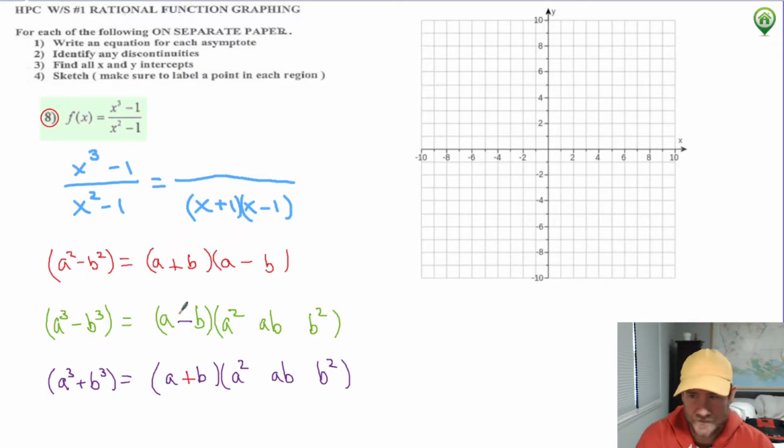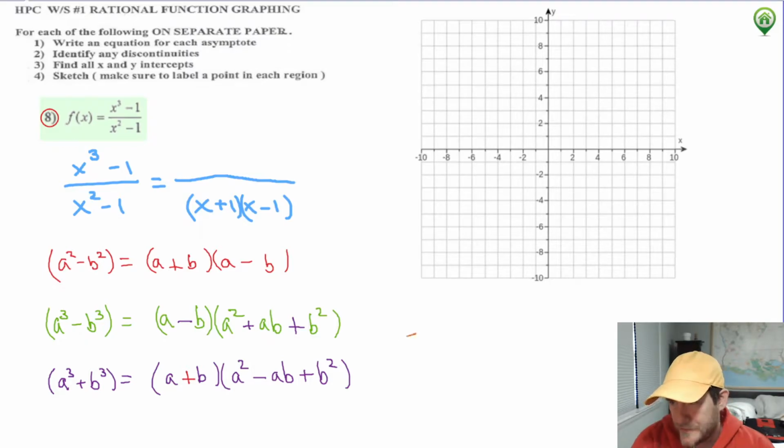So if you're factoring a difference, it's a difference. If you're factoring a sum, it's a sum. Then you want the opposite sign. So we're factoring a difference, so this should be a sum. Here we're factoring a sum, so this should be a difference. And then the last sign is always positive. Always positive.